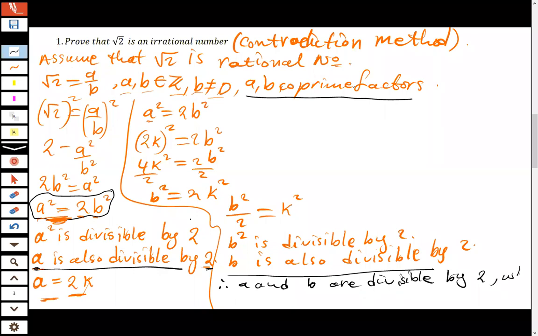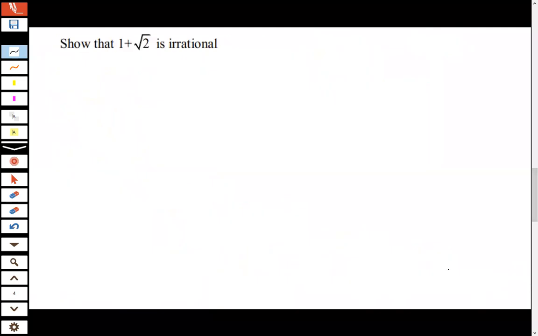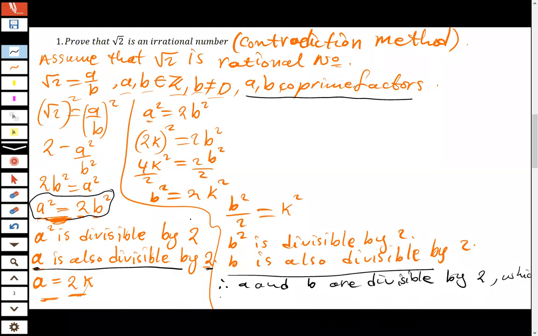which contradicts the fact that a and b are supposed to be co-prime factors. So that's how you can conclude that.